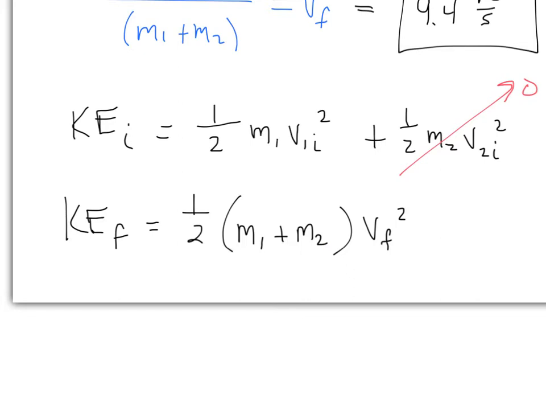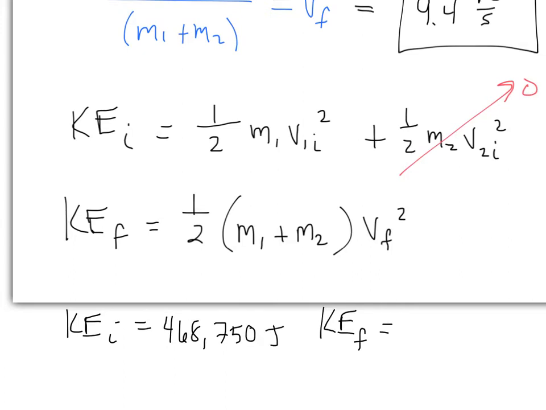Give me some numbers. What do you got for KEI? They're going to be rather large numbers, by the way. Give me both of them, obviously, but KEI first. What's KEI? Marcel. 468,750. Very good. KE final.